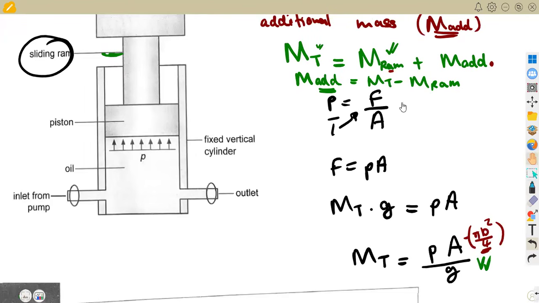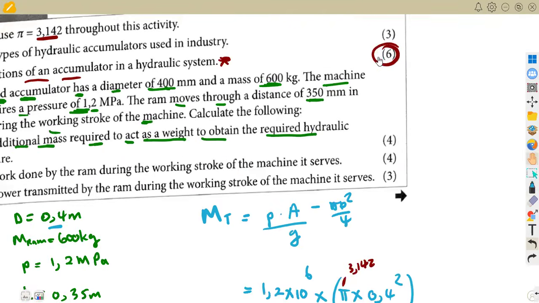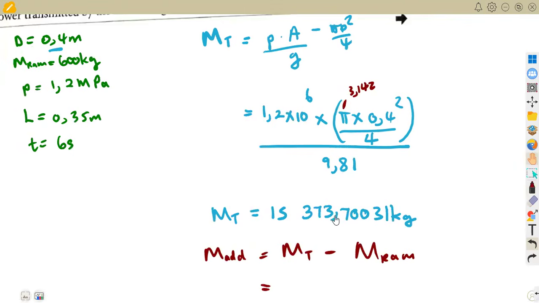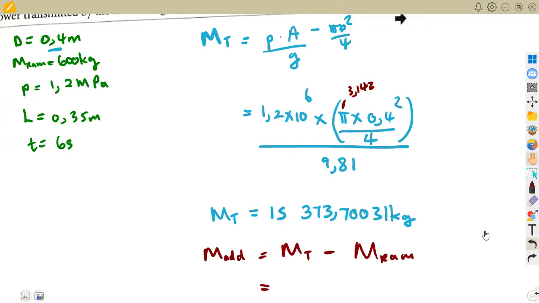The mass of the RAM. So from the total mass that we calculated here, it therefore follows that the additional mass is equal to the total mass minus the mass of the RAM. Here we are simply subtracting, because we have the total mass that we calculated in this case, which is this value.